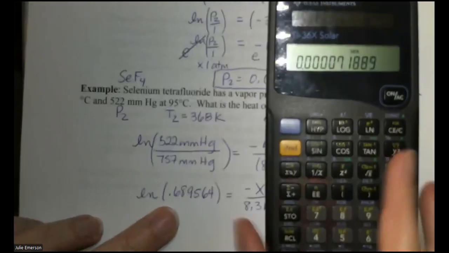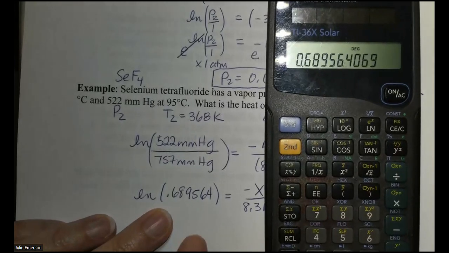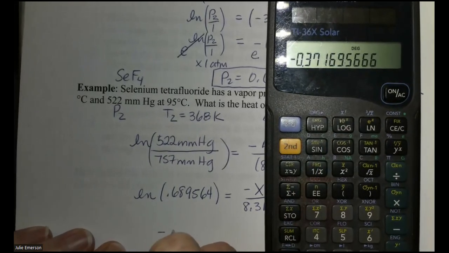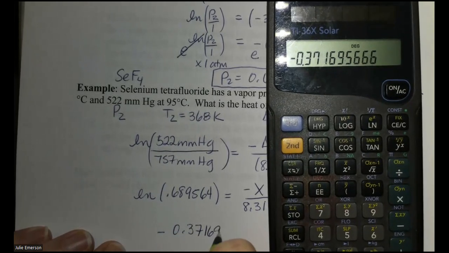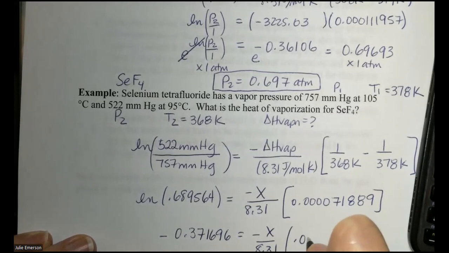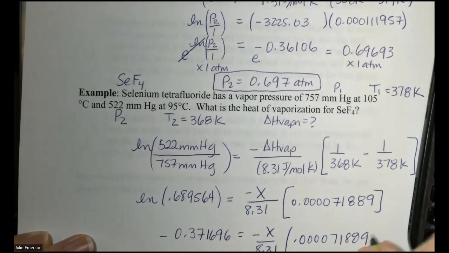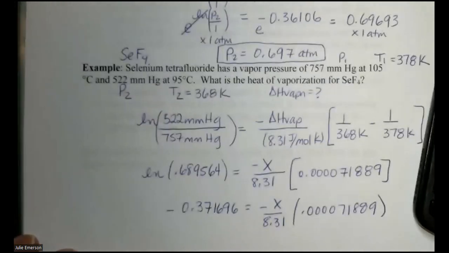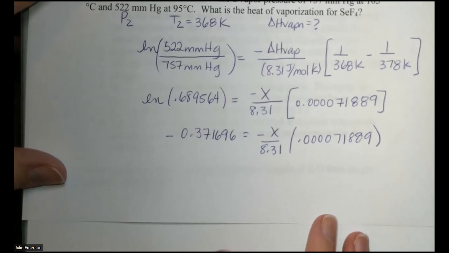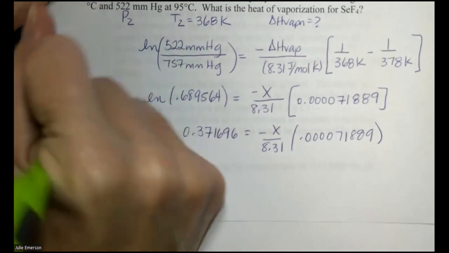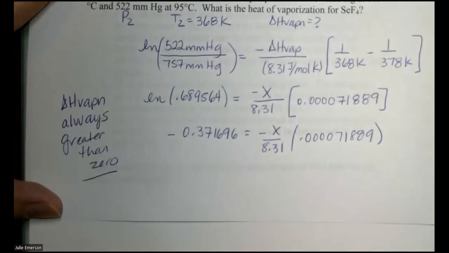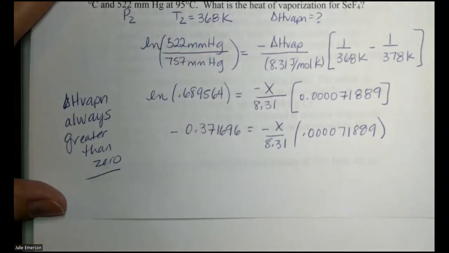Okay, now back over here. The 522 divided by the 757, that's where I got the 0.68956 from. Now I'm going to take the natural log of that. So this answer gives me negative 0.371696. That would be equal to negative x over 8.31 times 0.000071889. Now, the negative and the negative are going to cancel out. That makes sense. Heat of vaporization has to be a positive value because it's endothermic. It has to always be positive. So let me put that little note over here. Heat of vaporization is always greater than 0. So you have to get a positive value for heat of vaporization. If you don't, go back and double check real quick.